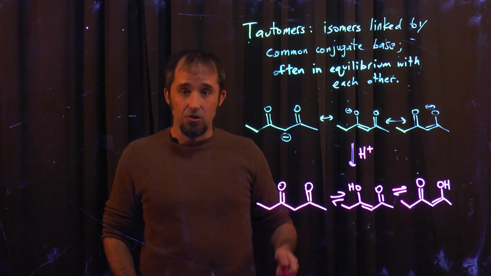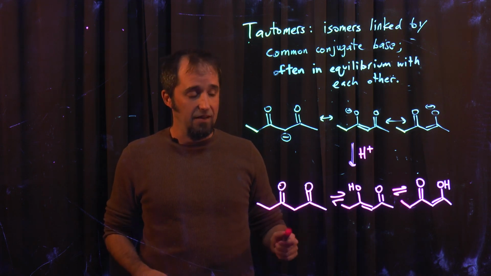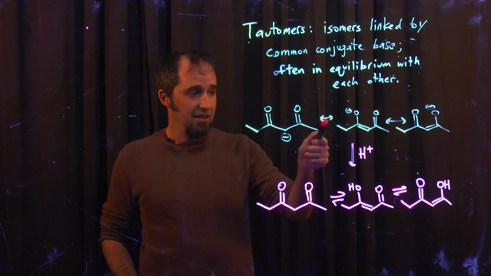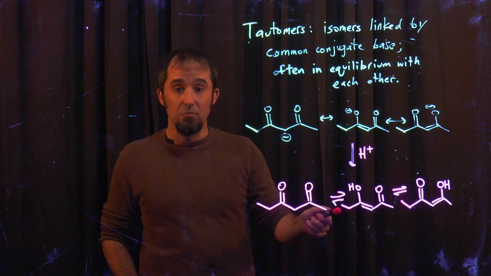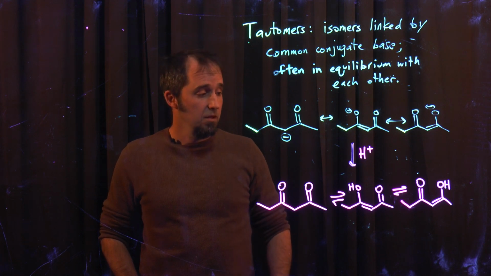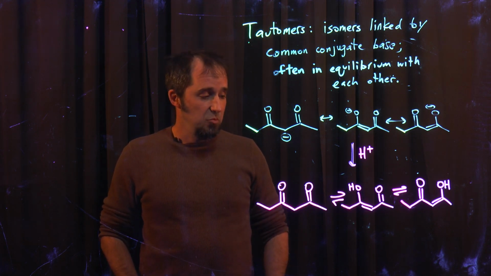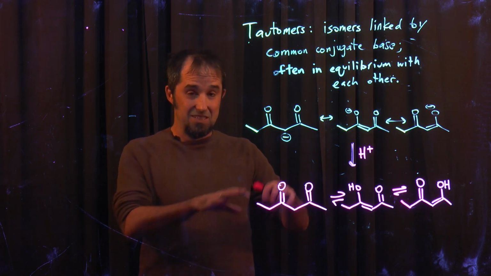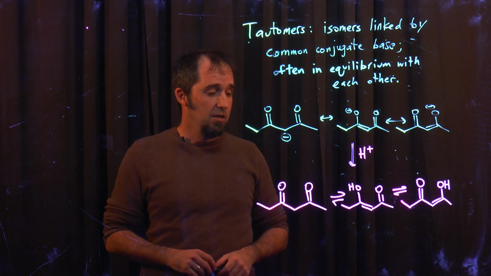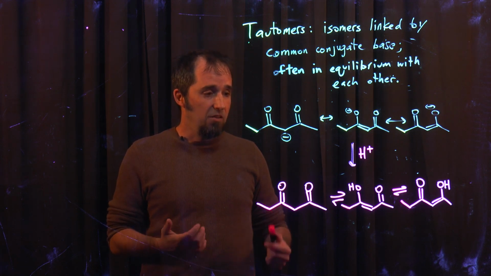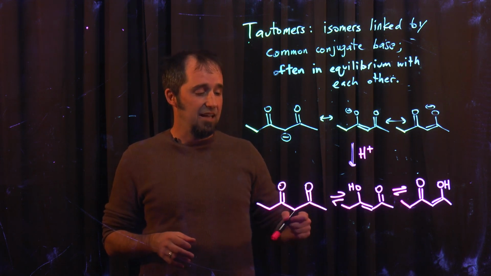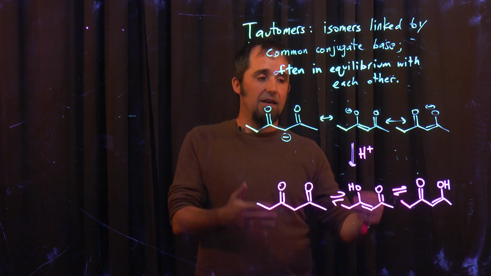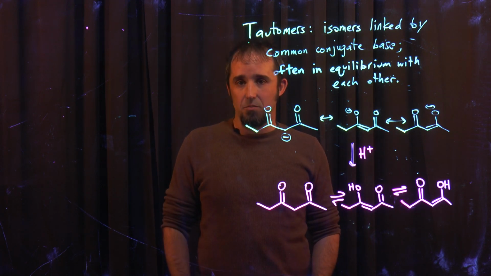They might interconvert, probably, but might. And so this is not a resonance arrow. This is an equilibrium arrow between them. Now, which of these is going to predominate? Well, it depends on a lot of things. It depends on the solvent. It depends on the particular molecule we're talking about. But in all these cases, we can think of these things as isomers that are linked by common conjugate bases.